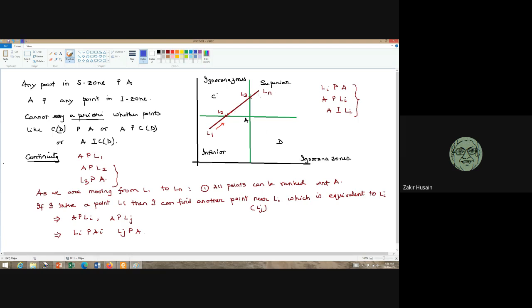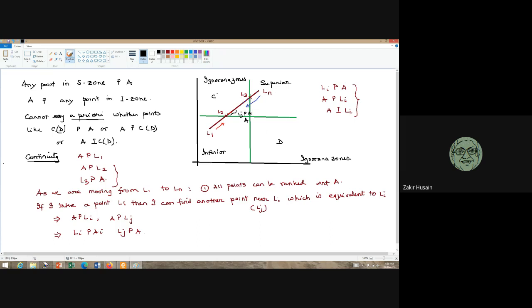On the other hand, suppose I come like this. So here, points like these are preferred to A. As I come like this, I can find points. This is very clear, but over here, I should get some points like these, which are preferred to A. Let me write it down. Over here, I'll get some points such as Lj is preferred to A.